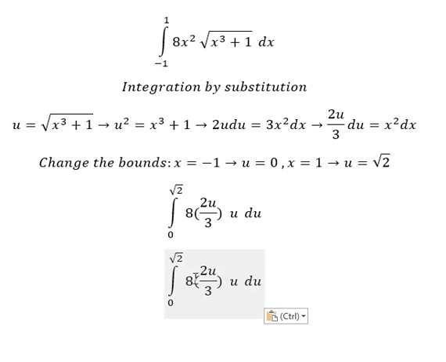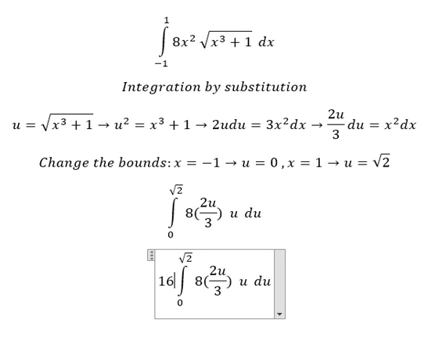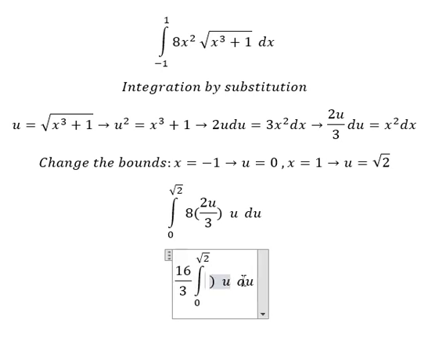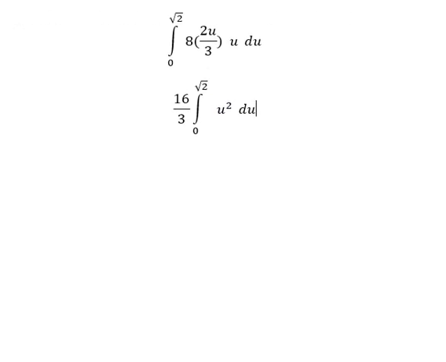So 8 multiplied by 2 over 3, we have 16 over 3. u and u, we have u squared. So we have the formula in here.